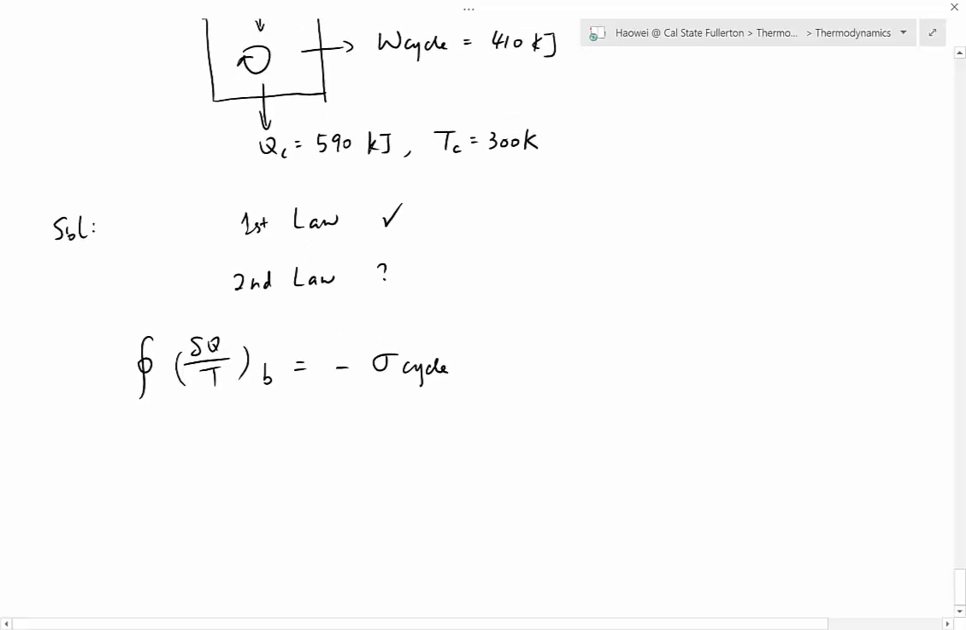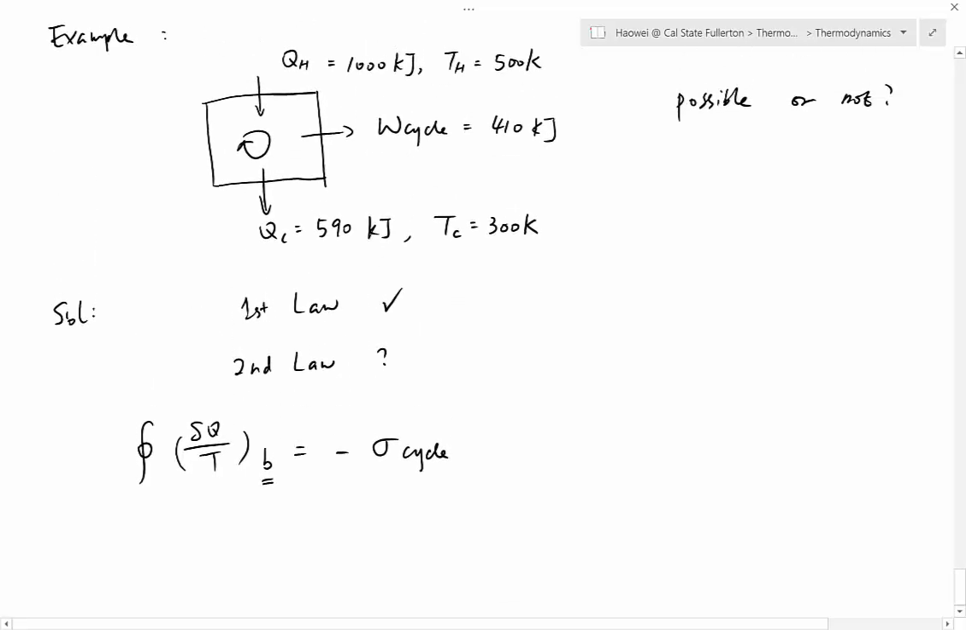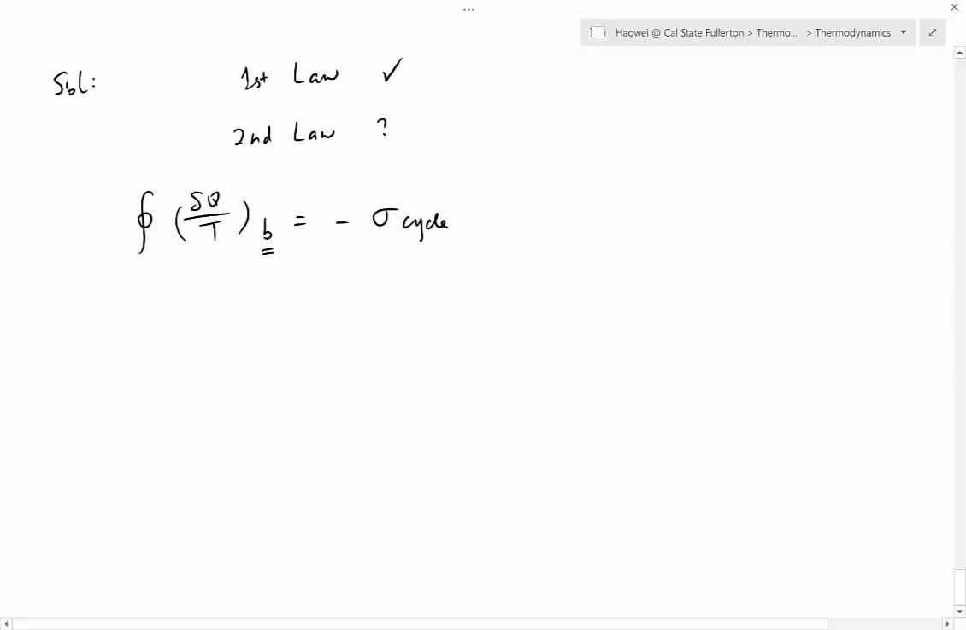This integration needs to happen over the whole boundary. So now let's take a look. What is my boundary? My boundary is a box. So we have the top surface, bottom surface, left surface, and right surface. In order for us to integrate over the whole boundary, we just separate it into four parts. The first one is the top surface. And then the second one is the bottom surface. And then we have the left and the right.